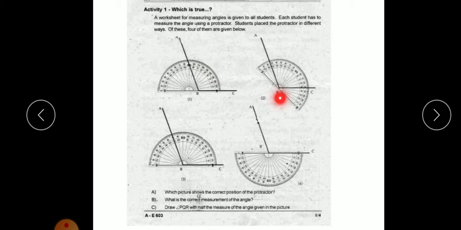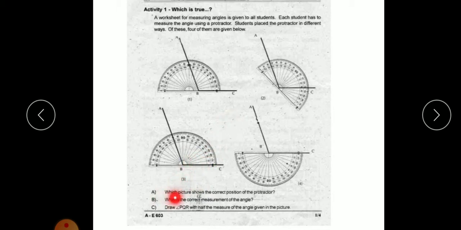Then this also is wrong, because the base of this protractor and this side should coincide with each other, but here it is not coinciding, so this is also wrong. But this is the correct method, is it? The center of this protractor and the vertex are coinciding, both the base as well as one of the arms are coinciding, so this is the correct answer. This is also wrong. So the correct position of the protractor is this one.